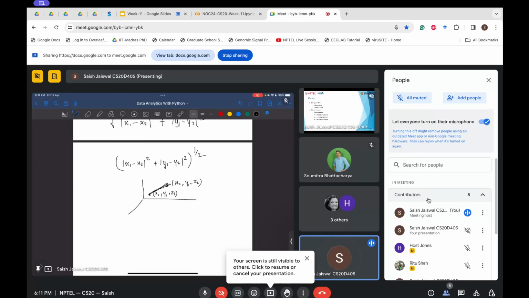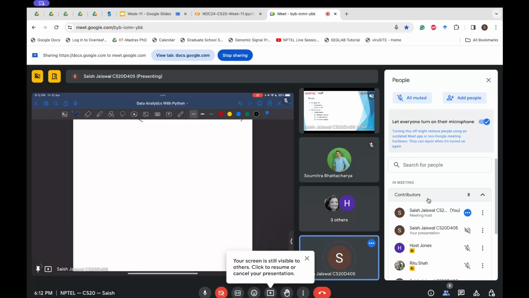So Euclidean distance will be the direct line between these 2 points, and similarly extending this formula over here in the 3-dimensional space, it will be x1 minus x2 square plus y1 minus y2 square plus z1 minus z2 square raised to 1 by 2. Okay, and it can be extended to any dimensional space.